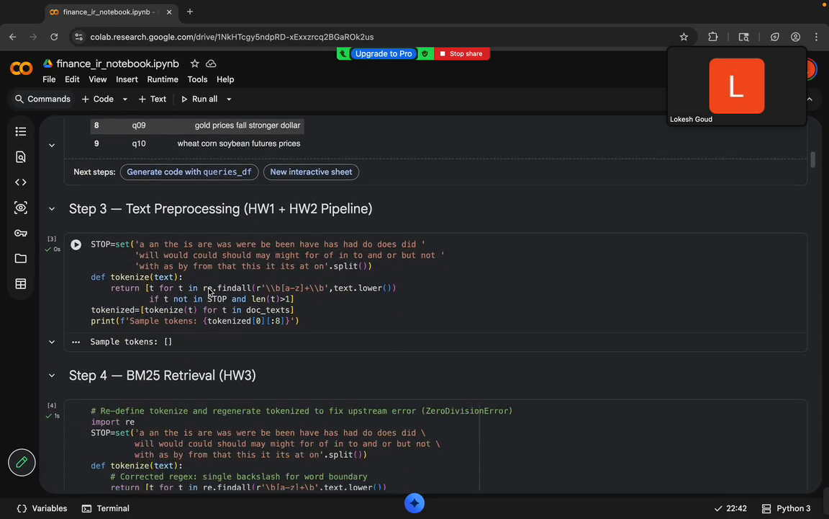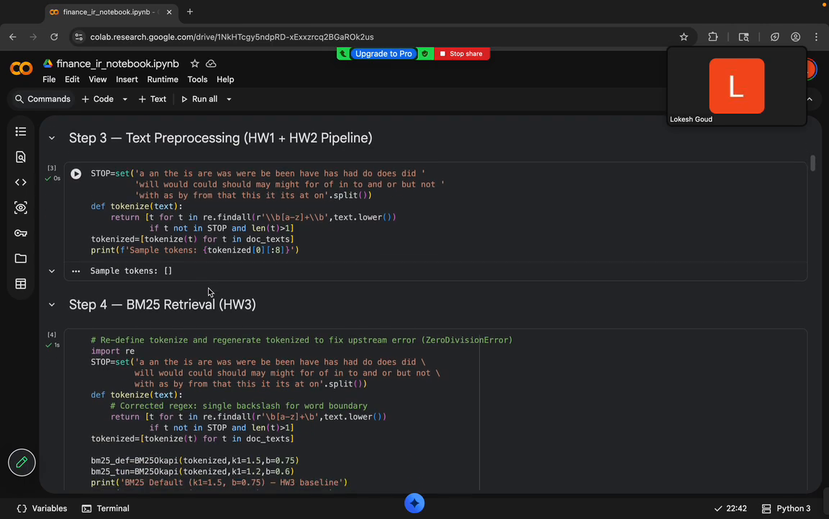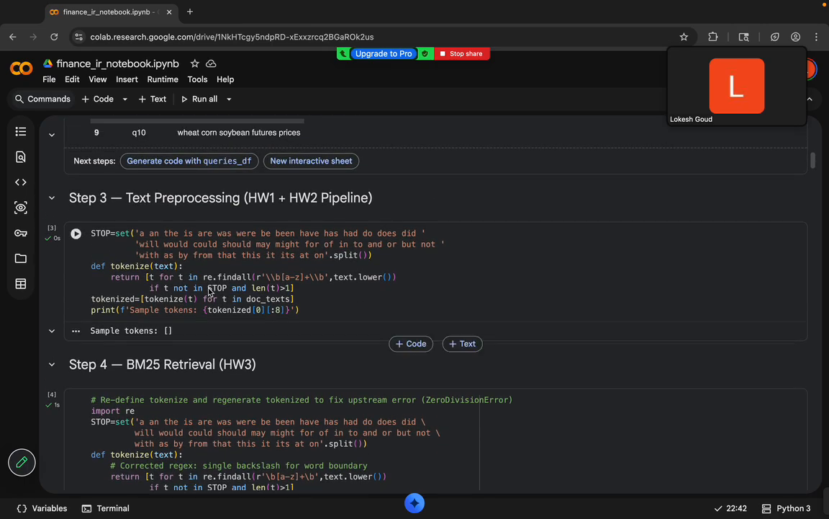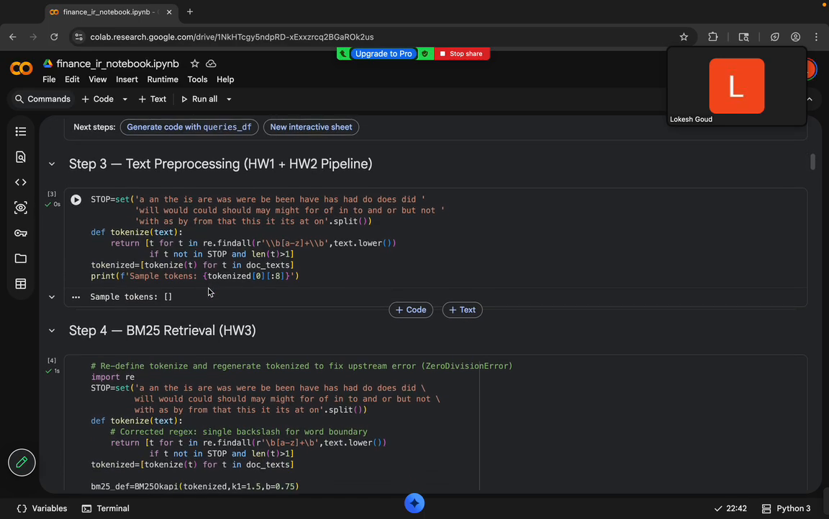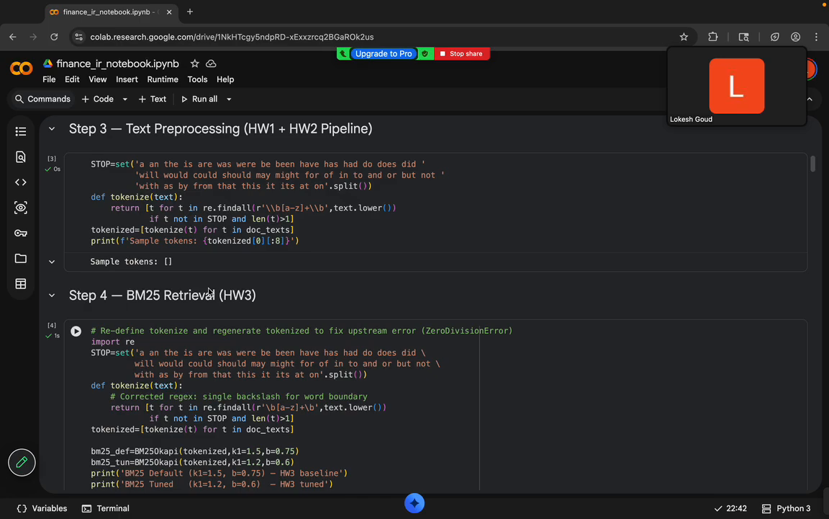So the system has four retrieval methods, each building on a homework. First, text processing from homework 1 and homework 2: regex tokenization, lowercasing, stop word removal. This preserves high IDF finance terms like derivatives and base 3 while removing noise words.